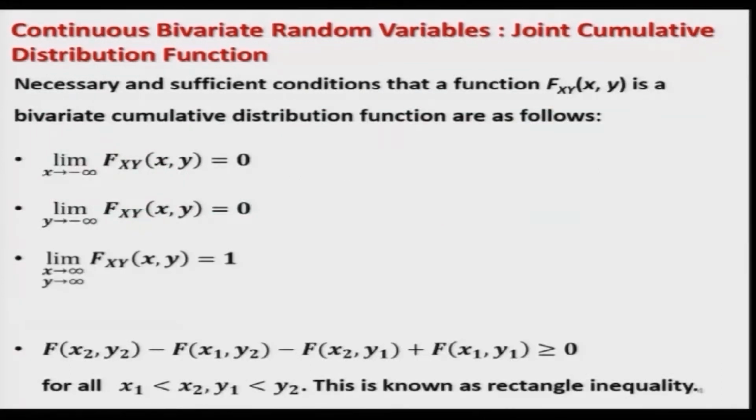Okay. Now, you can recall that we had given a couple of conditions for a CDF, and similarly we have here conditions for the joint CDF of X and Y. They are as follows: the limit as x tends to minus infinity of F(x, y) should be equal to 0, the limit as y tends to minus infinity of F(x, y) should be equal to 0, and the limit as x tends to plus infinity and y tends to plus infinity of F(x, y) should be equal to 1.